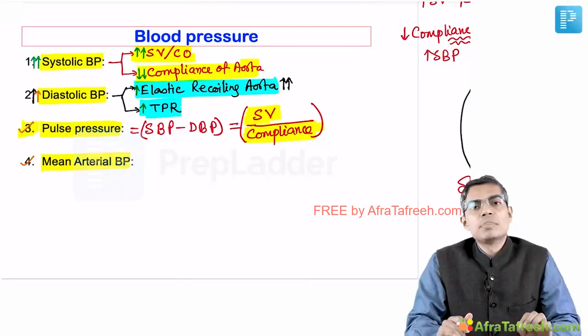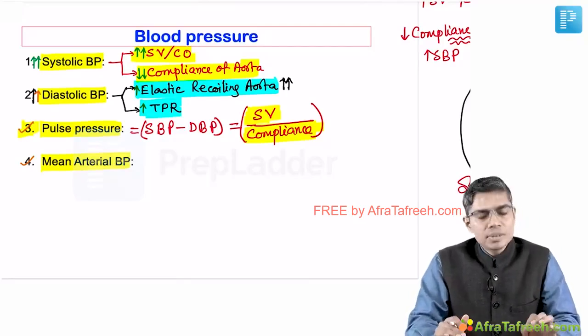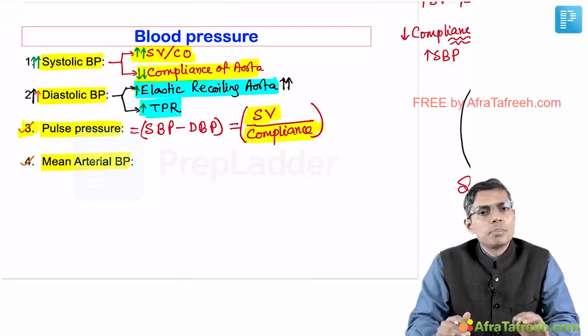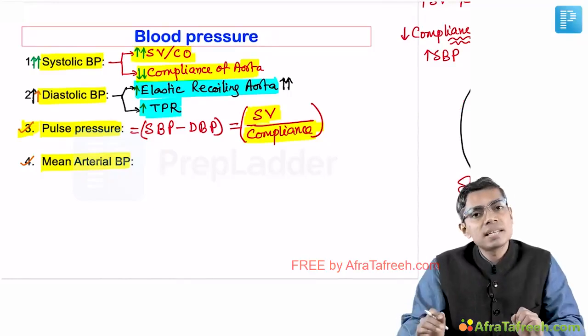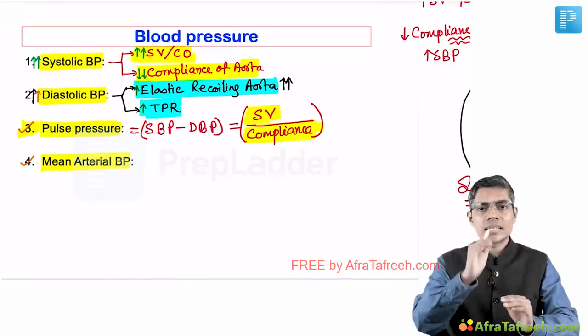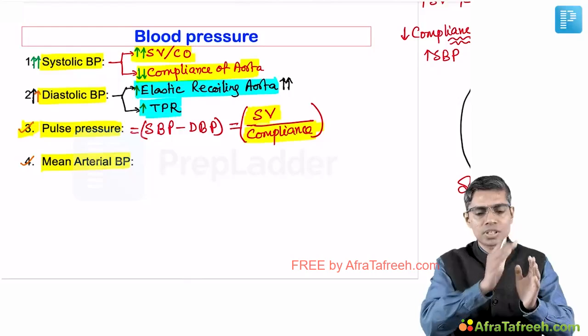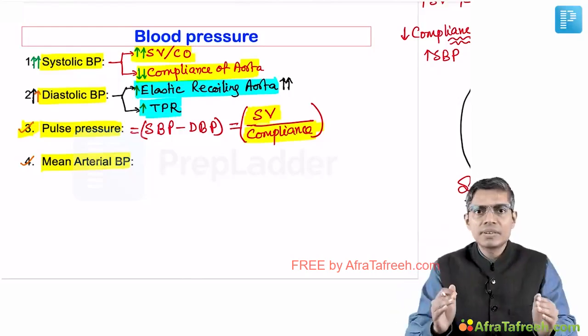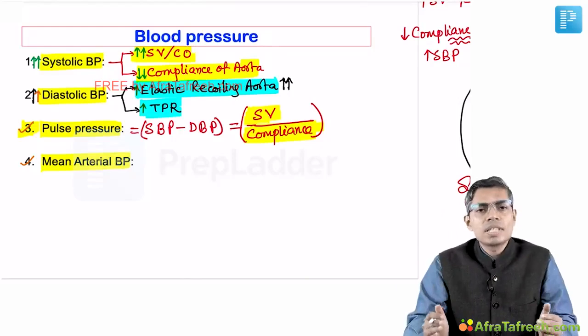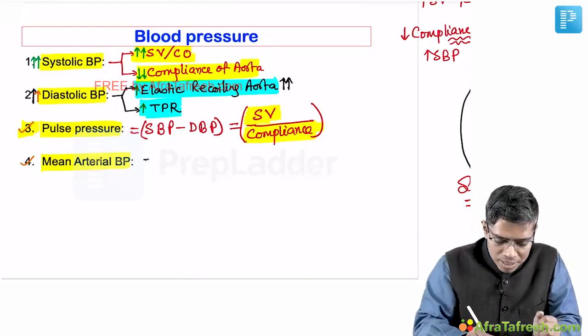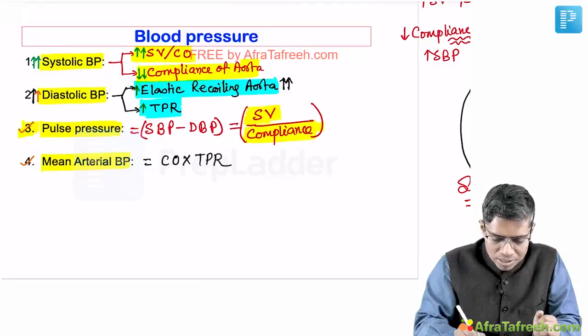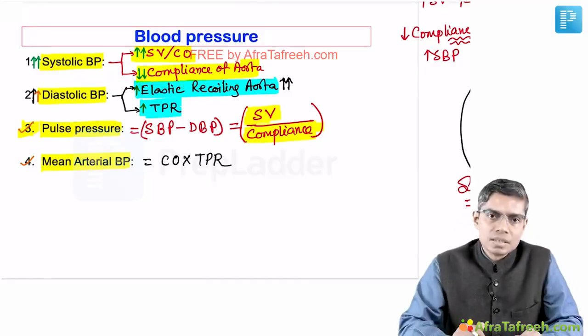Now the last one is the mean arterial pressure. Whenever we say mean arterial pressure, by definition, it is nothing but the average pressure throughout the cardiac cycle, right? During the cardiac cycle, blood pressure will fluctuate between systolic and diastolic blood pressure. But if I take a mean, then that blood pressure is known as the mean arterial pressure. Generally, we say that mean arterial pressure is equal to cardiac output multiplied by total peripheral resistance. If you do that, you are going to get your mean arterial pressure.